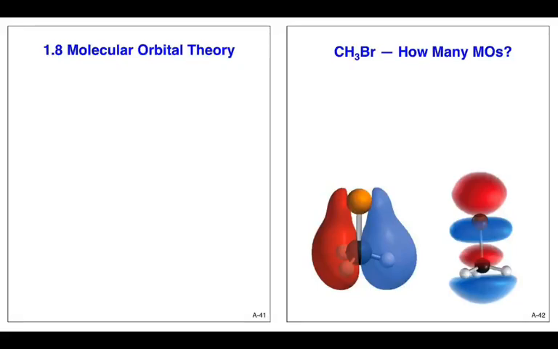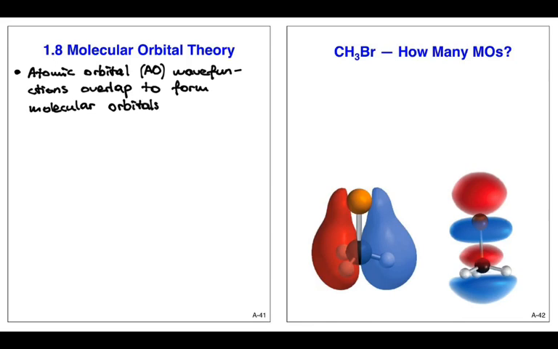Hi, so in this video we are very briefly going to introduce molecular orbital theory. You remember atomic orbitals can overlap and form bonds. But now in molecular orbital theory, we're going to look at how atomic orbitals in reality overlap over the whole molecule to really form wave functions, or electron waves, that are extended over the entire molecule.